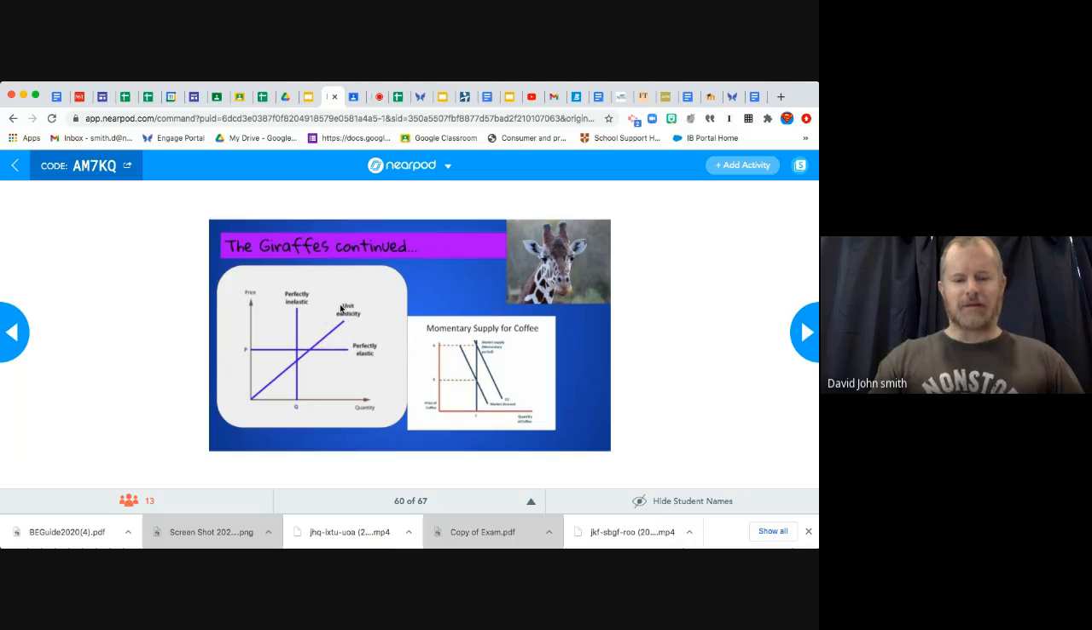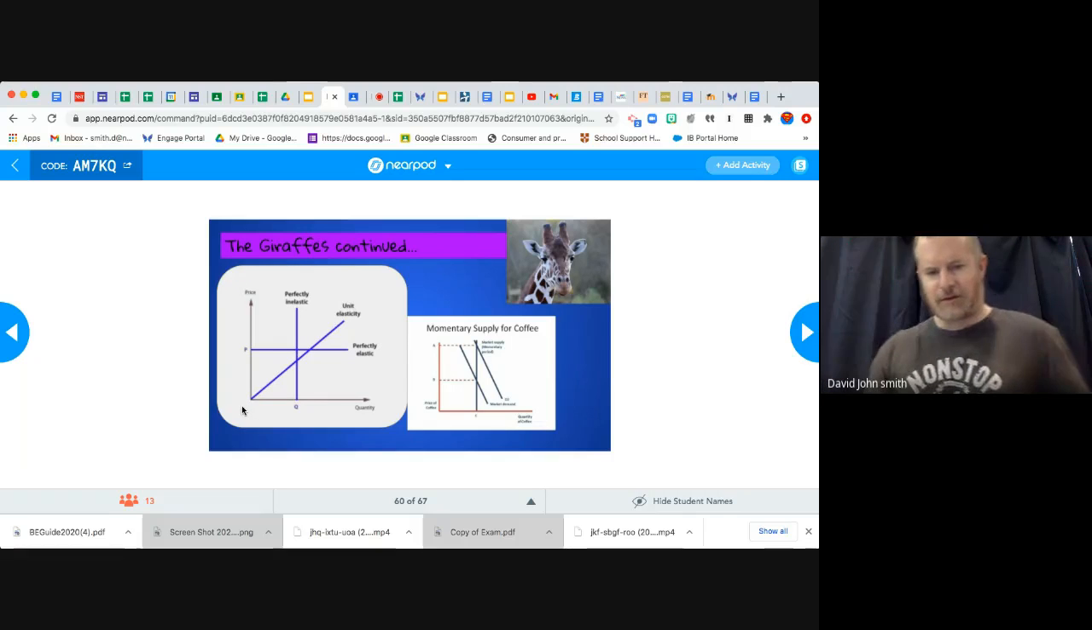This one's a bit more different. This one here is unit elastic, and it's exactly proportional. And again, the mathematicians probably see that quite easily, right? 10 and 10 and 20 and 20 and 30 and 30 and so on. And the one thing that's quite unusual about a unit elastic supply curve is that it will always intersect right at the origin. Okay, always does. It's called unit elastic or unitary elastic.